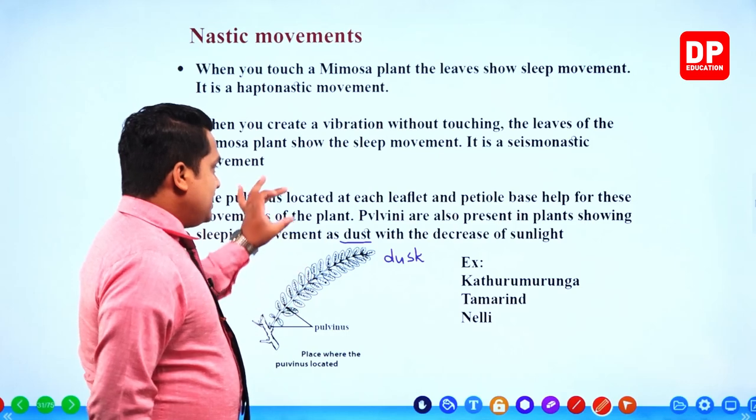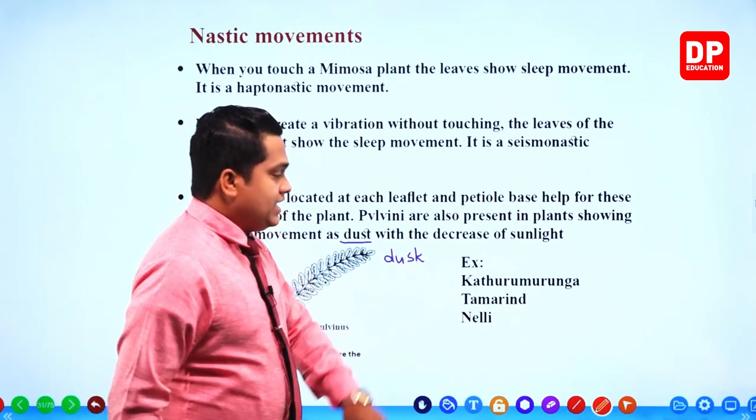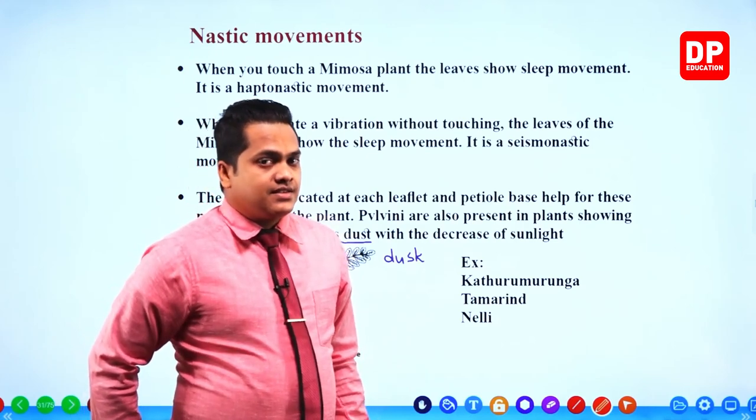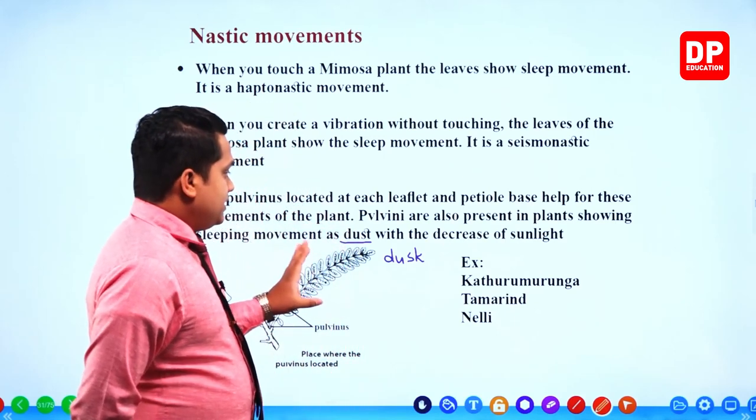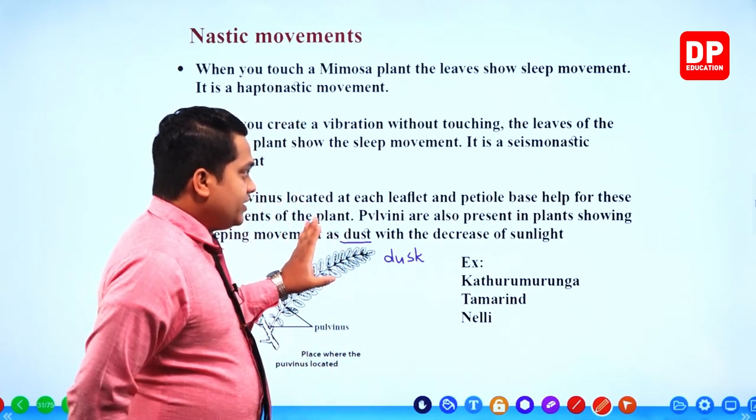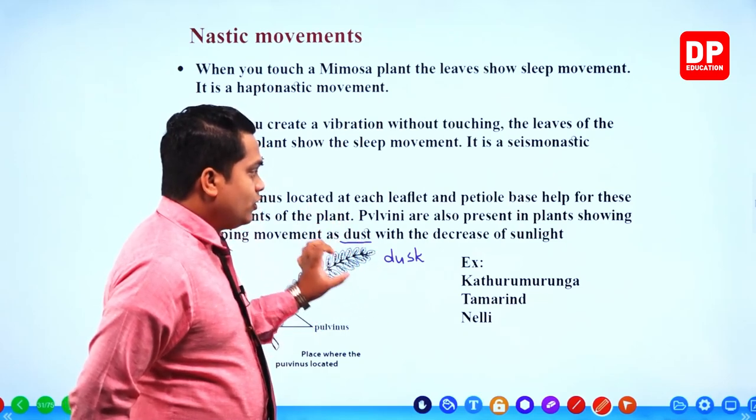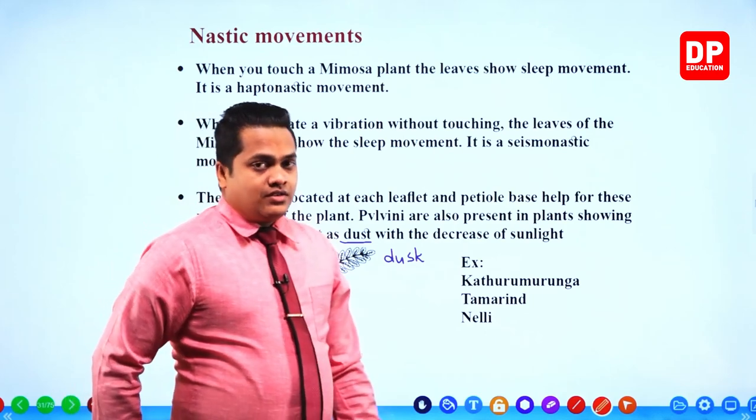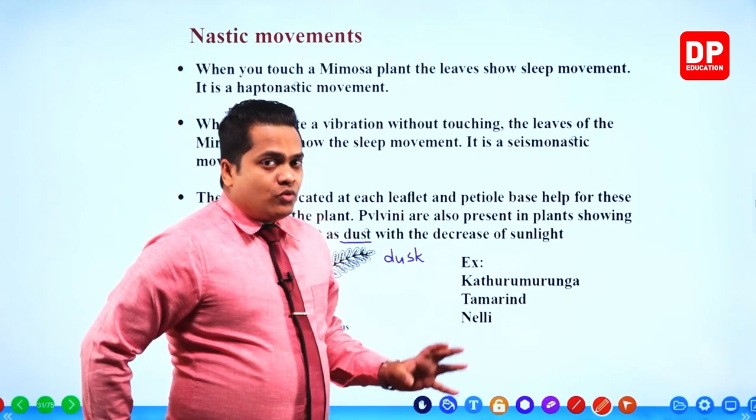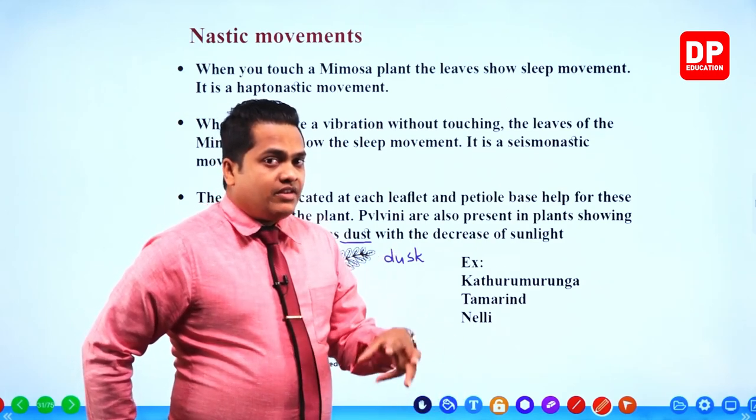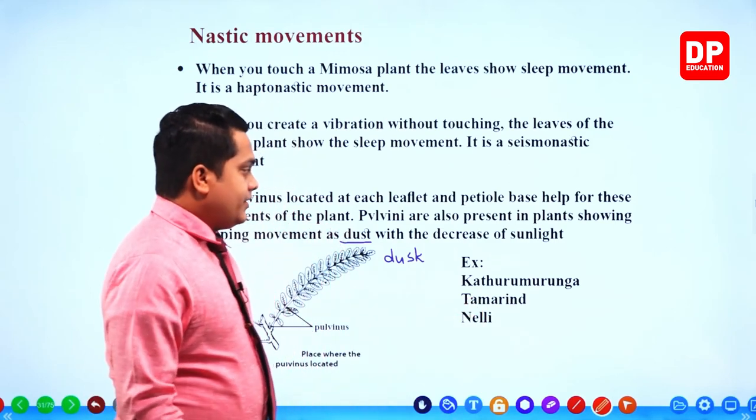So these movements can be observed within Khaturmurunga, tamarind and Nelli plants. We discussed these things in the earlier lesson as well. So this movement because of receiving less sunlight, or because of dusk, right? These motions can also be observed, my dear children, because of having that pulvini. Right, pulvini.